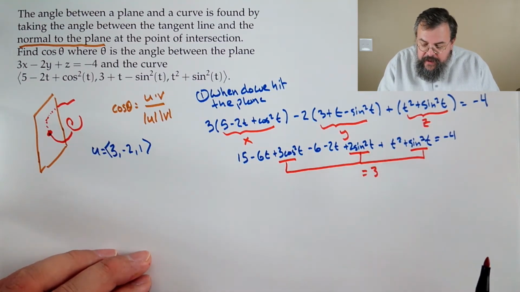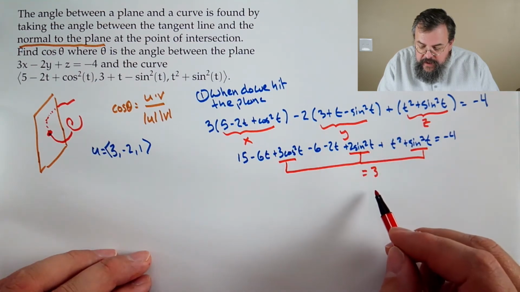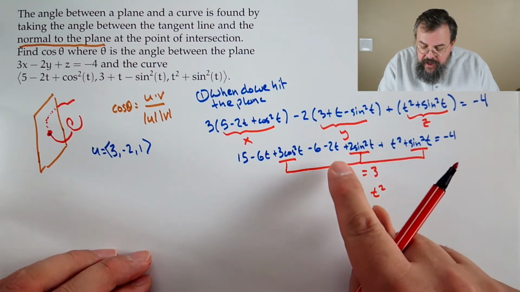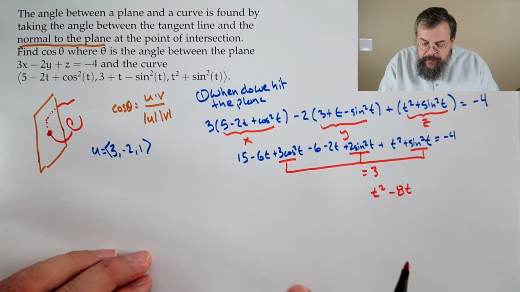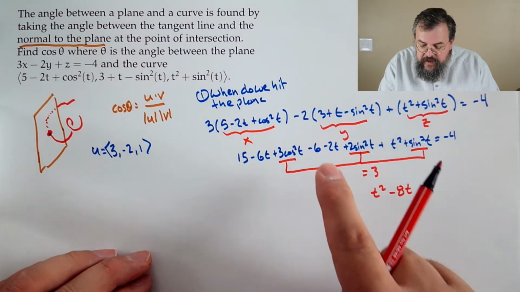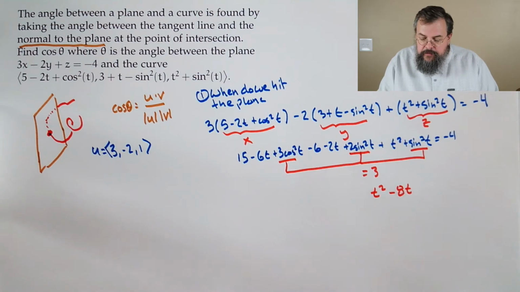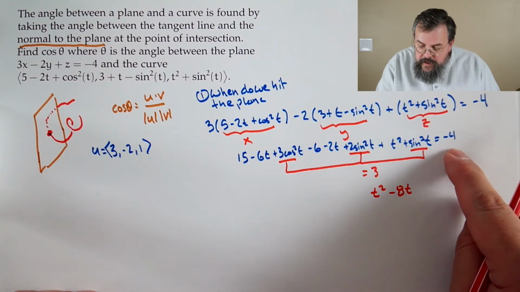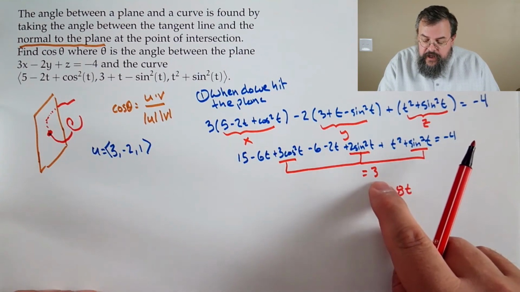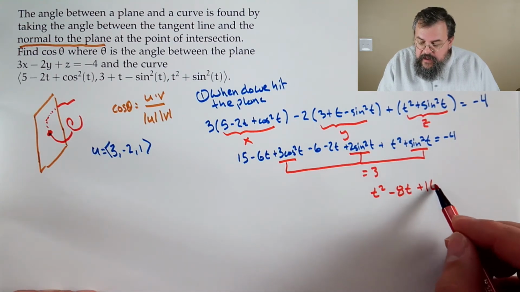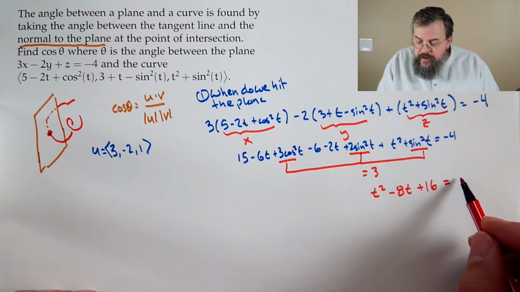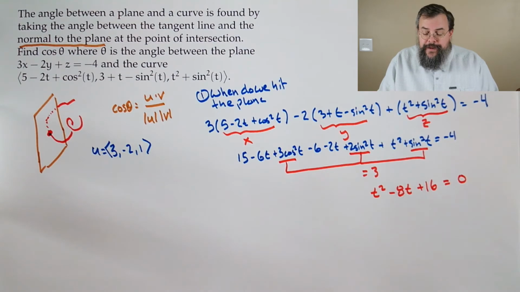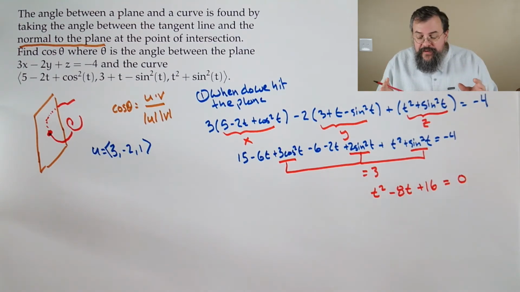Now, let's group by our degree. There's a t squared. And now, there's a minus 2t and a minus 6t, which makes that minus 8t. And then we have 15 minus 6, which would be 9. Then we need to add 4, which gets us up to 13, and add the 3 here, which gets us up to 16. So t squared minus 8t plus 16, and that's going to equal 0 because we moved everything around.